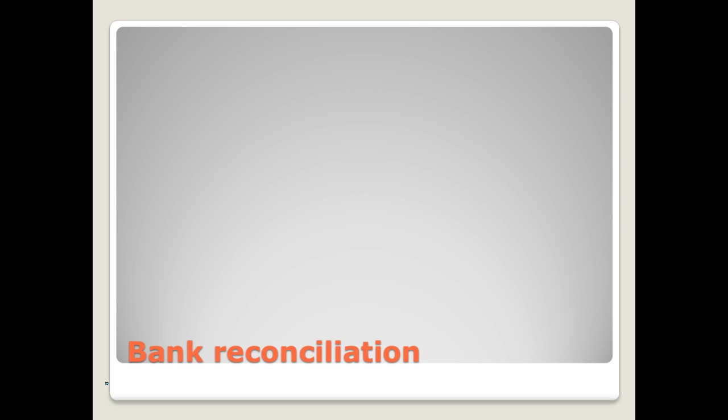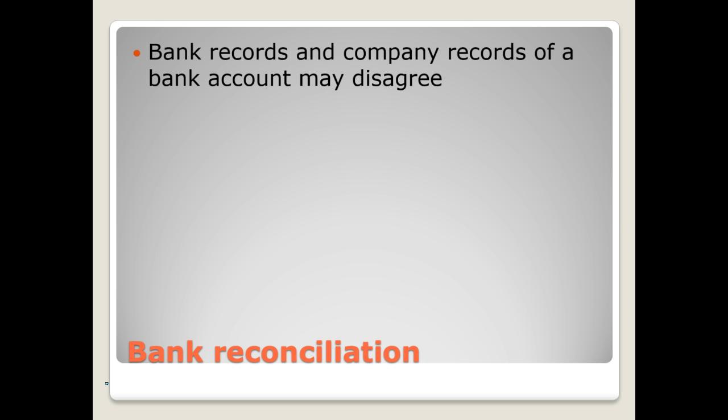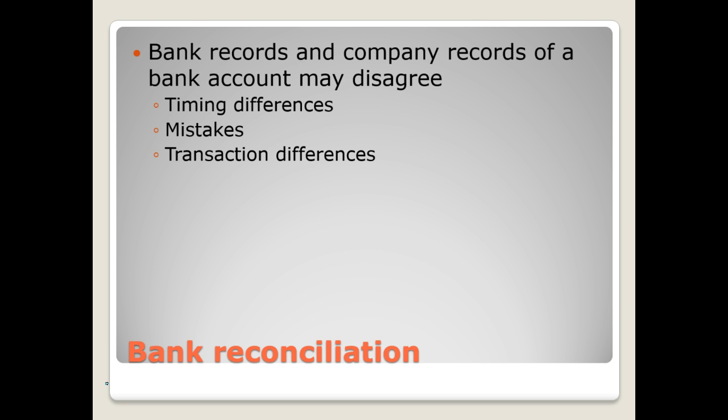Now, why do we do a bank reconciliation? Well, we do it regularly, as in monthly, because the bank records and the company's records will often disagree. They might disagree because of timing differences, because of mistakes on either the bank's part or the company's part, as well as transaction differences, ways that things might actually be recorded.